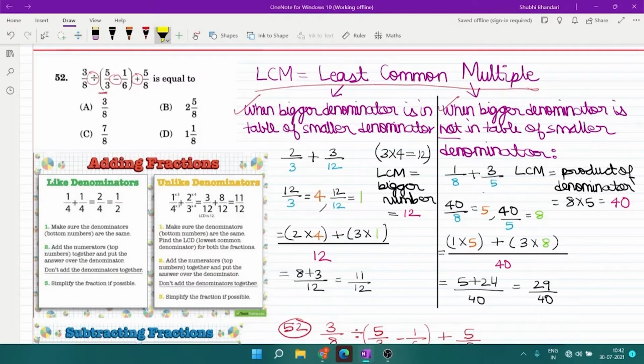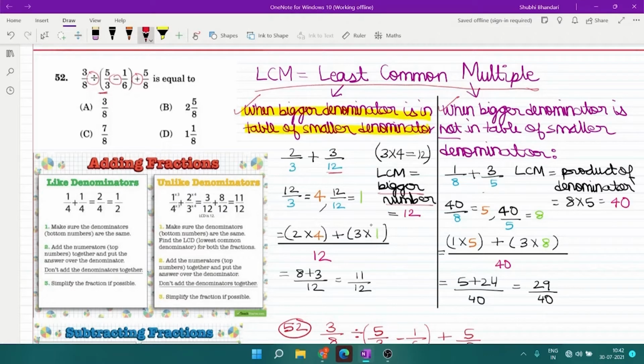So let us understand the first method with the help of an example. Now let's take the example 2 by 3 plus 3 by 12. Here, which one is the bigger denominator? 12. Does 12 come in the table of 3? Yes, 3 into 4 is equal to 12. So then the LCM becomes the bigger number, which is 12.